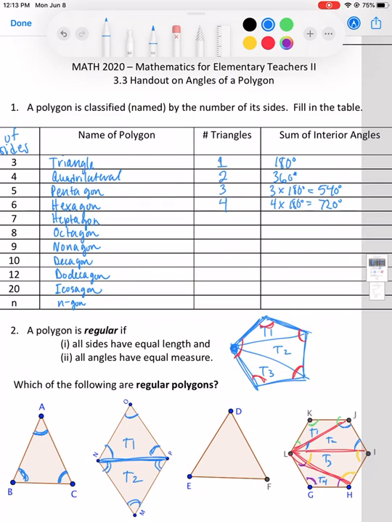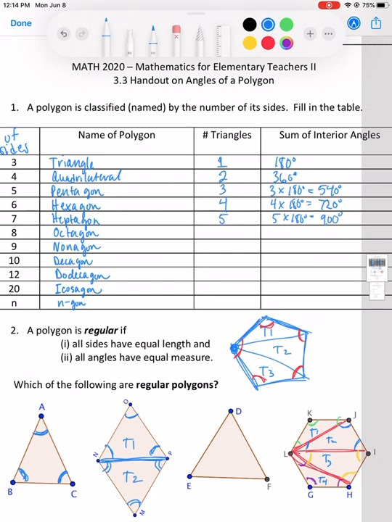Heptagon. Well, do we want to keep drawing figures? No, that's what the power of mathematics is for. Notice that the number of triangles increases by 1 as the number of sides increases by 1 in the second column. So a heptagon has 7 sides. Therefore, we must be able to fit 5 triangles inside there. 5 times 180 is going to be equal to 900.